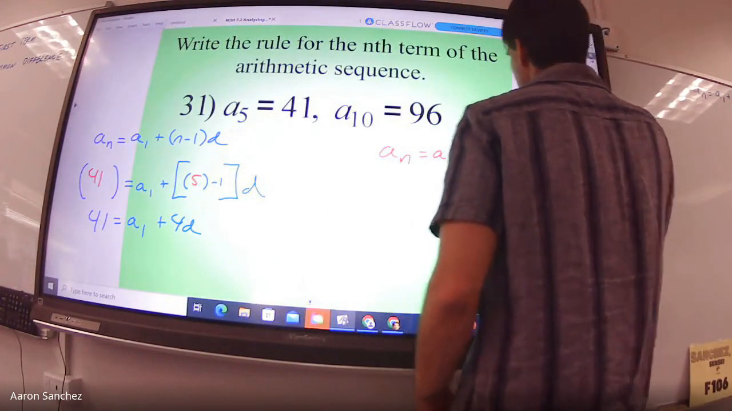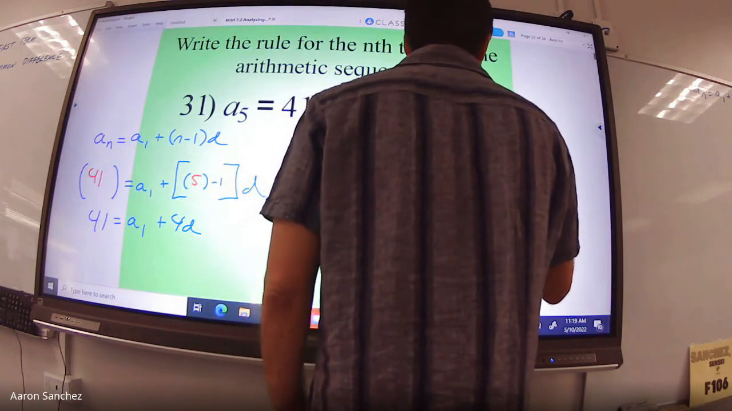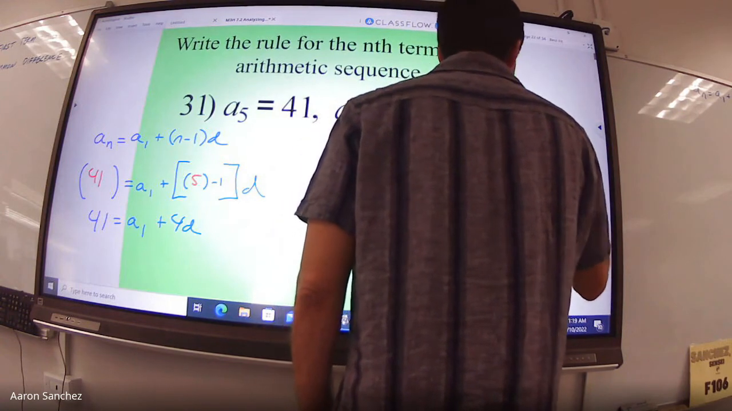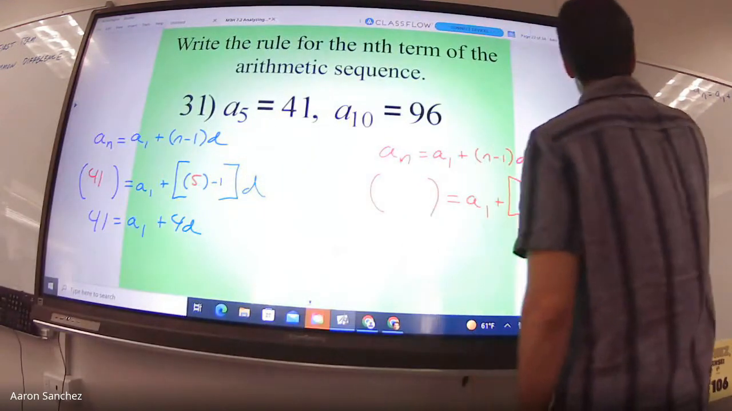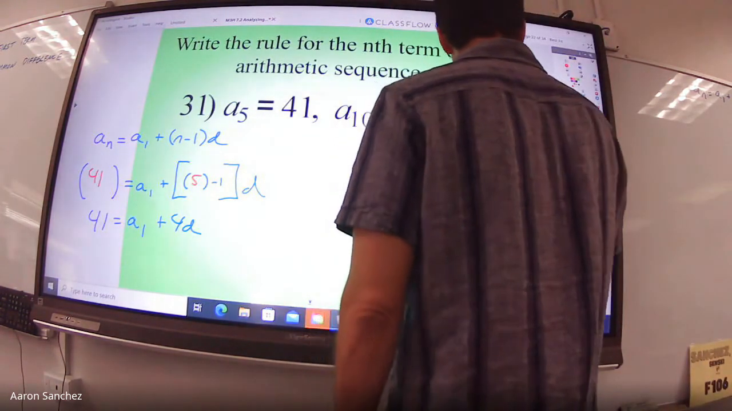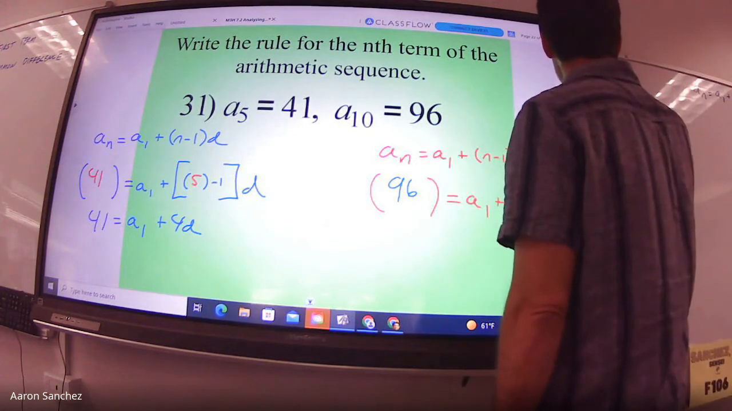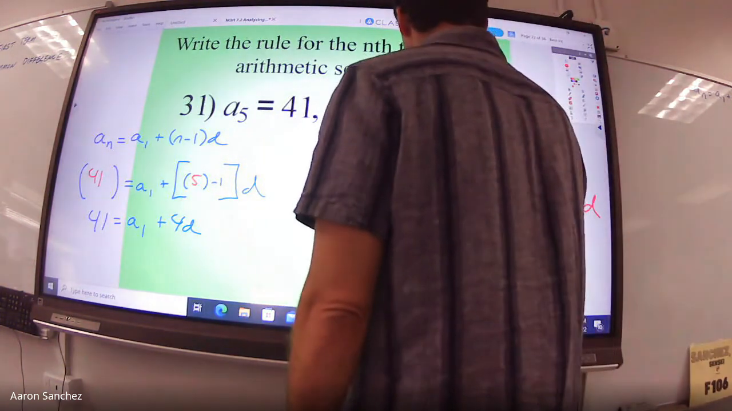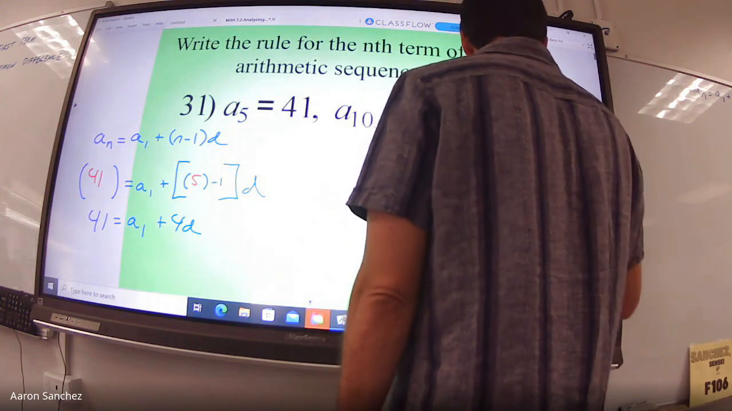The red, so I'm going to put a sub n equals a sub 1, I don't know, plus n minus 1 times d. And then we plug in what we know. Oh, Sensei, you're going so fast, but you're so smart. 96 and 10. See what I did there? Same thing. Ten minus 1 is 9. So I just go like this. 96 equals a sub 1 plus 9d.